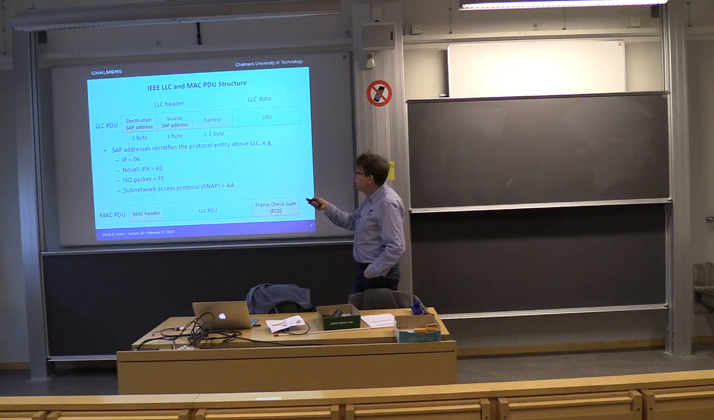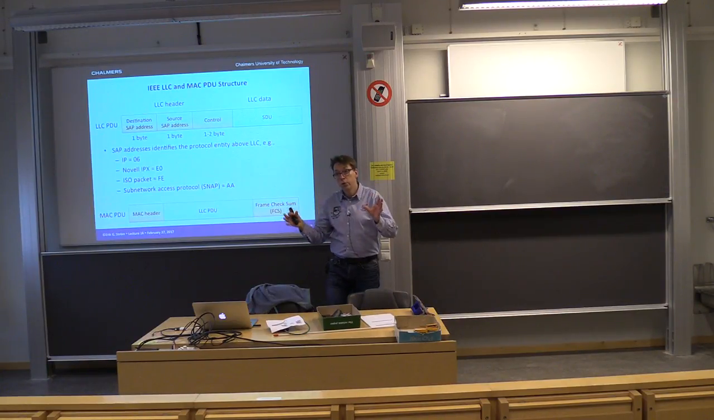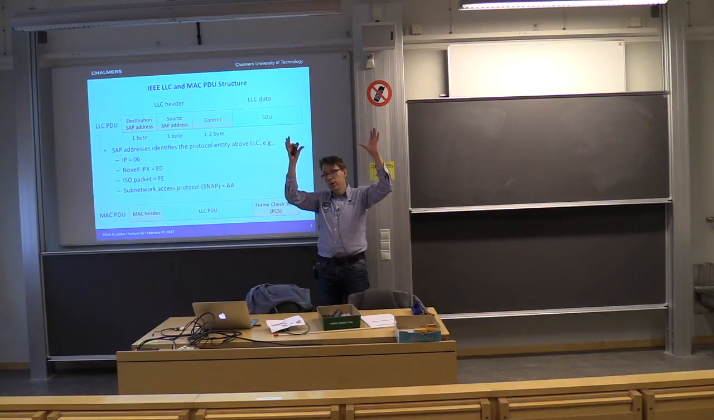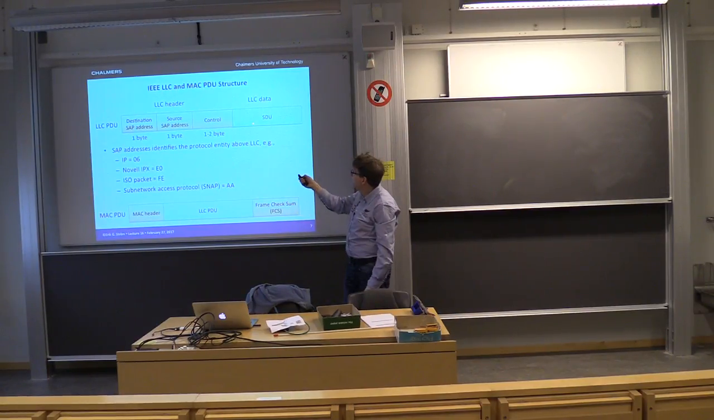So if we look at the LLC PDU, it's quite simple in the sense that it has just a destination address and a source address. And then there are some control bytes here, one or two of them. And then there is the service data unit. Okay, so from the LLC point of view, it gets a service data unit from the layer above. Could be an IP packet or something like that, right? And that is the blue part of this. And then it puts on these headers here.